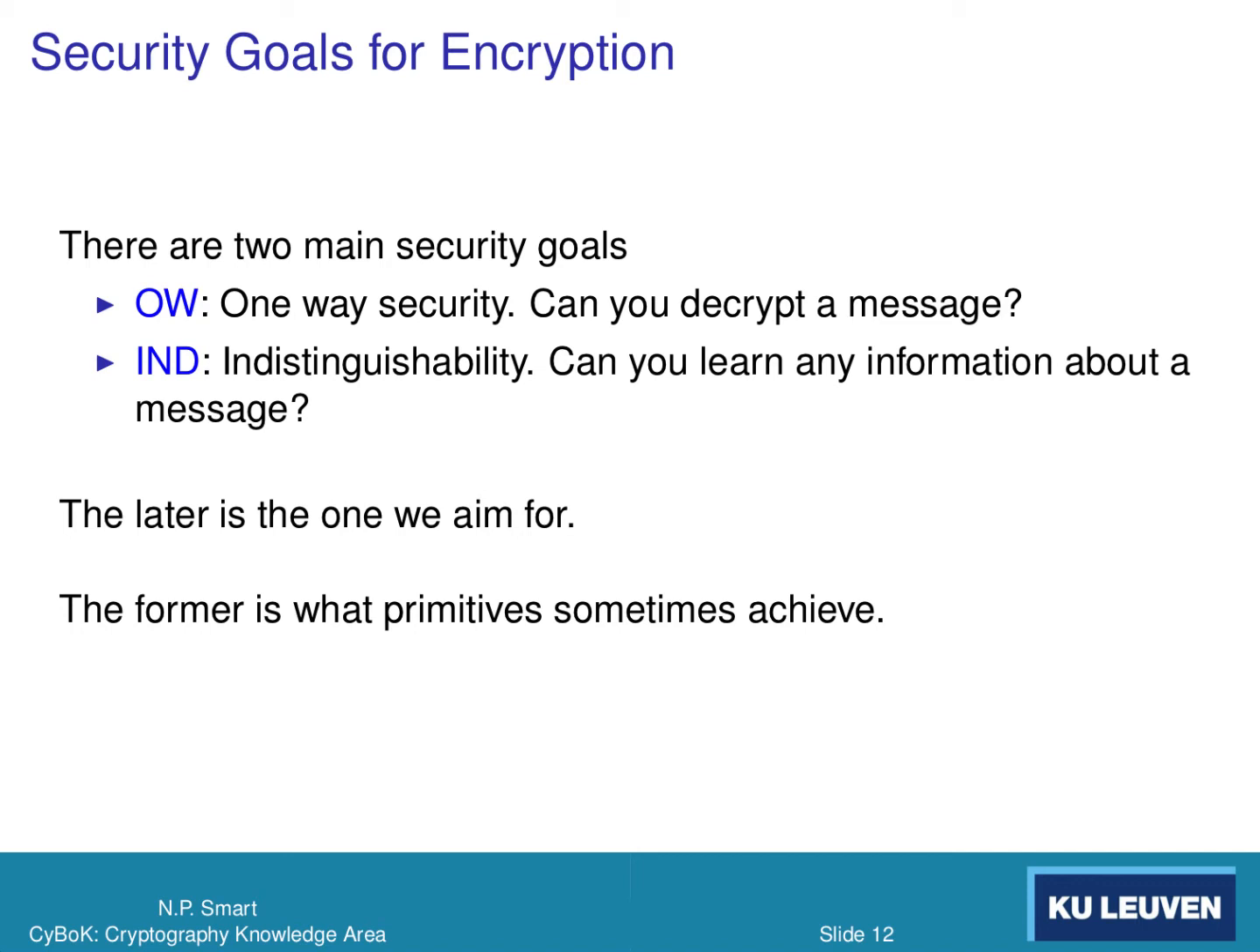The definition that the community settled on is something called indistinguishability of encryption. What this means is that you can't learn any information about the message. And we'll talk about that in a minute, about why indistinguishability is a better security definition than one-way security. What you find is that one-way security is what primitives actually achieve, so very simple encryption algorithms, the encryption algorithms you might read in a very basic textbook. But indistinguishability, the latter definition, is what encryption algorithms actually try to achieve in the real world.